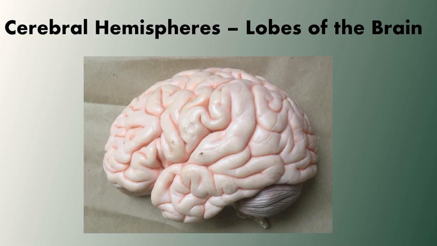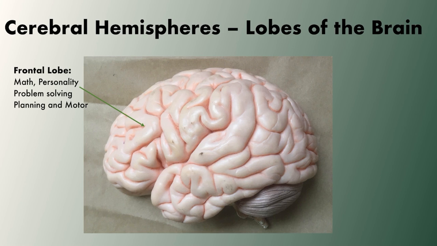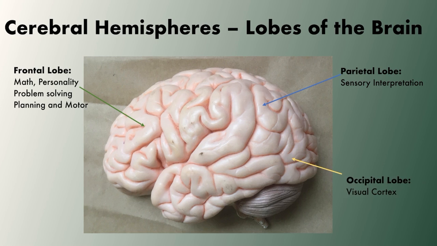Cerebral hemispheres, lobes of the brain. What is this lobe? And what do we associate this lobe with? That's right, the frontal lobe, associated with math, personality, problem solving, planning, and motive. Good. How about here? That's right. The parietal lobe, associated with sensory interpretation. How about here? Right on. Occipital lobe, associated with visual cortex.